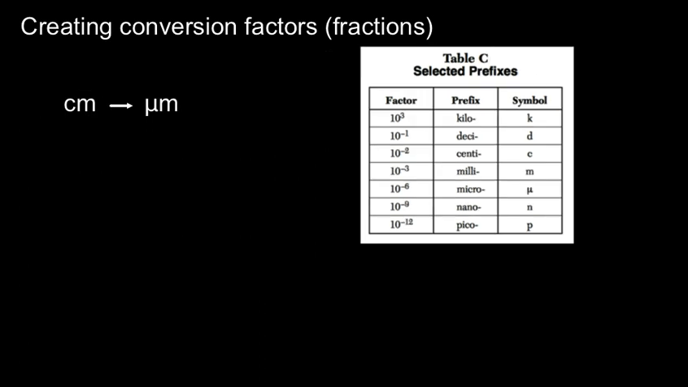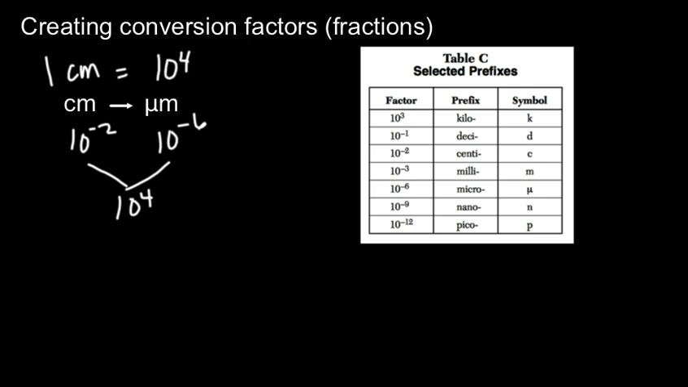Let's try another one. Centimeter to micrometer or micrometer, depending on how fancy you want to sound. Referring to Table C, centi is 10 to the minus 2. A micro is 10 to the negative 6. So here we can see that the difference between these two factors is 10 to the 4th. Remember, your differences are always going to be a positive exponent. So what this means is we're going to say that 1 centimeter, because centi is the larger of these two units, is equal to 10 to the 4th micrometers. And of course, that is equal to 10,000 micrometers.